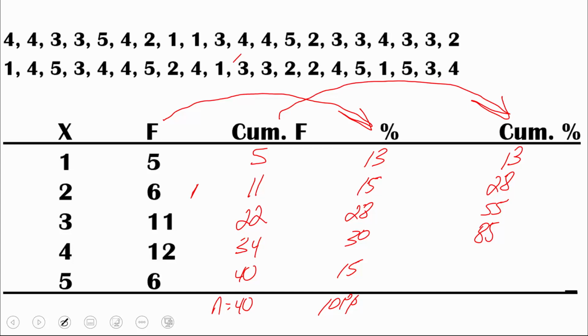And we can just verify that using our method that's simple but not always quite as accurate. 55 plus 30 is 85. So either way you look at it, it makes sense. And let's figure out our final cumulative percentage.